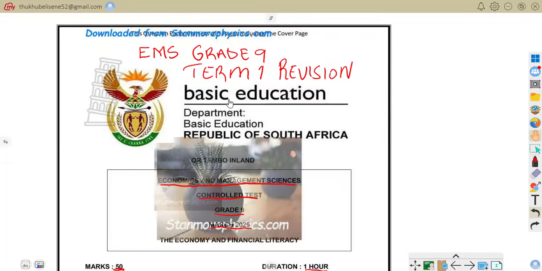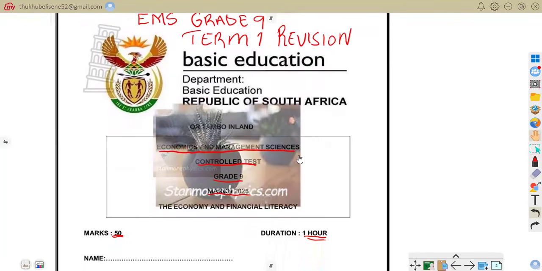I want us to look at Economic and Management Sciences, grade 9. So this is a term 1 revision. We are preparing for the term 1 exams or term 1 test that you're going to write.